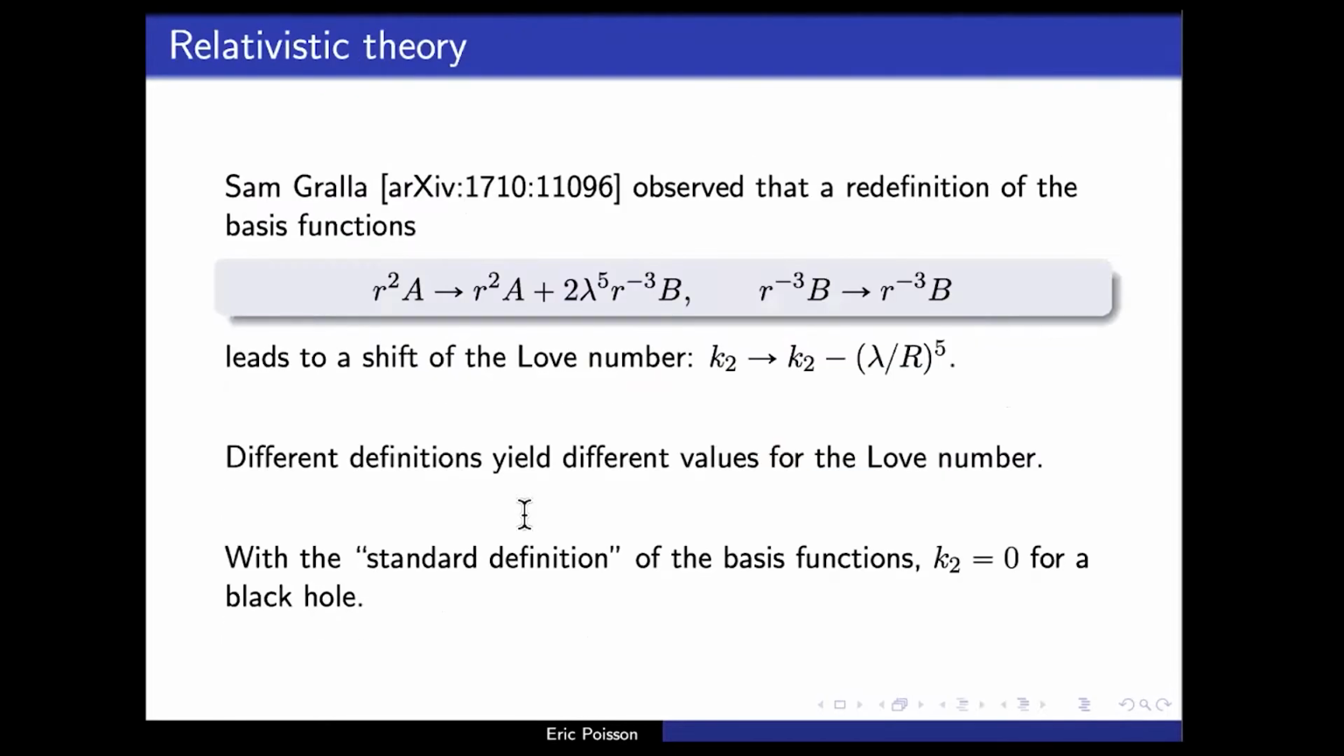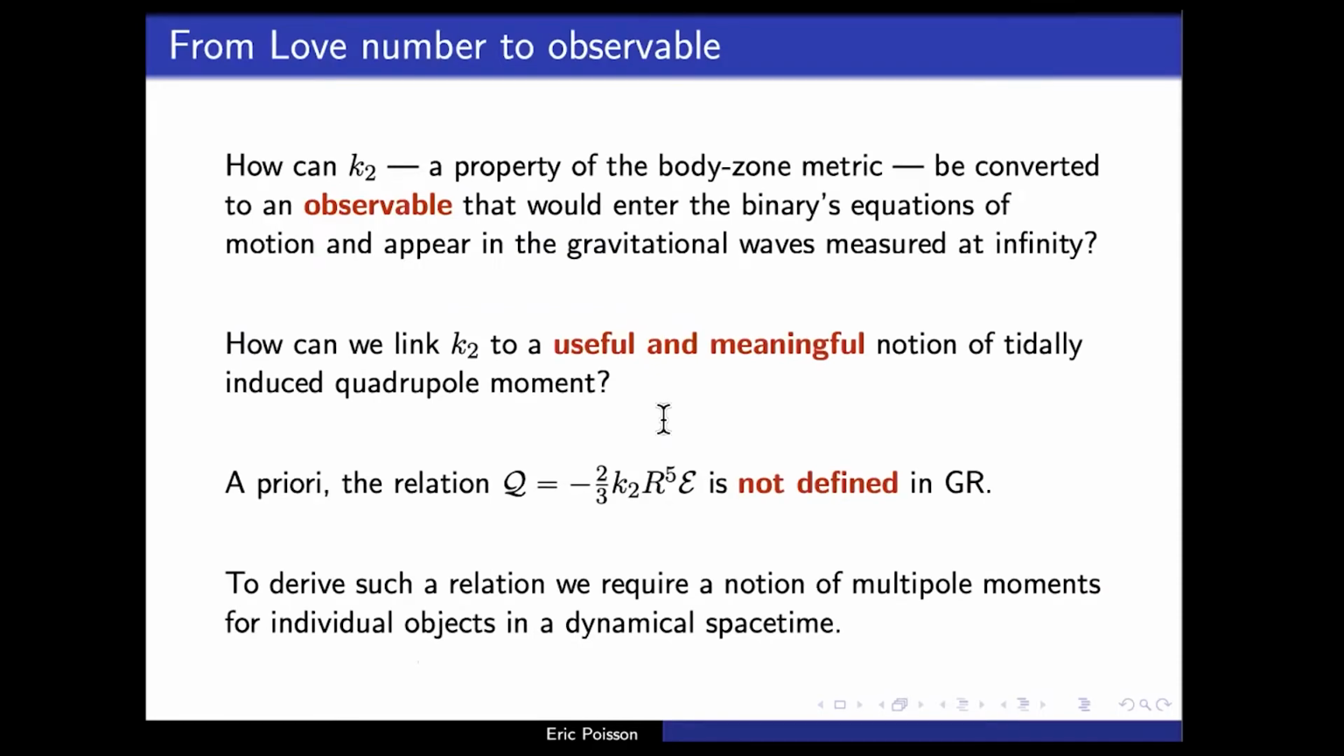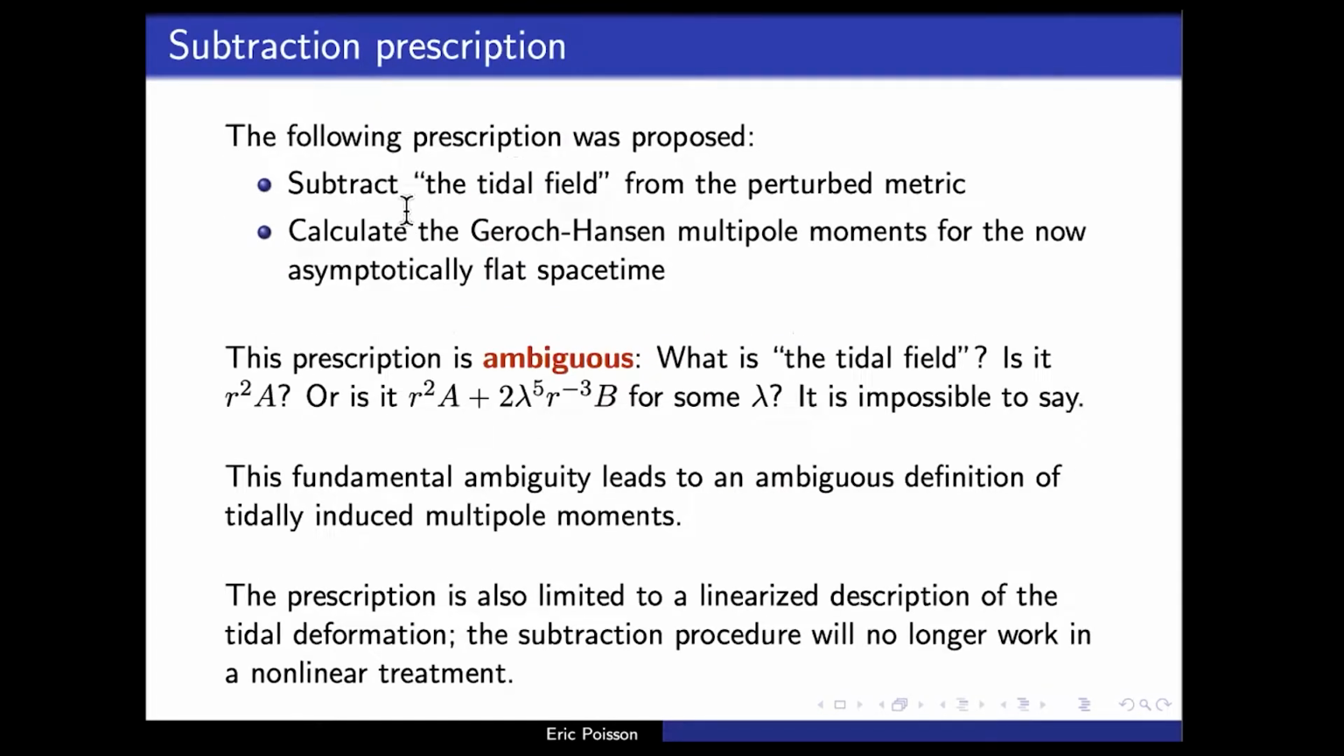The prescription was this. Okay, so we go back to the metric perturbation. We notice a growing term. We notice a decaying term. If only we could get rid of the growing term, we would get a metric that is nice and asymptotically flat, and a metric that seems to correspond to an object with multipole moments. So this was the idea, and the idea was a subtraction prescription where you just subtract out the tidal field, and I'm putting the tidal field in quotation marks for a reason that will become clear in just a second. You just subtract it out from the perturbed metric. You're left over with a metric that is now asymptotically flat.